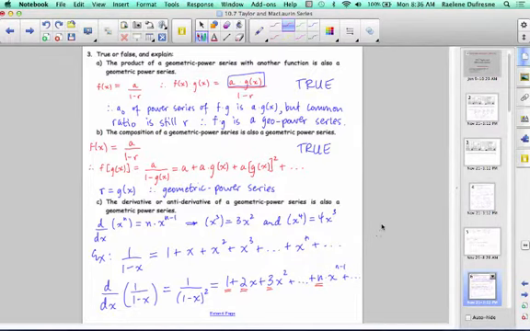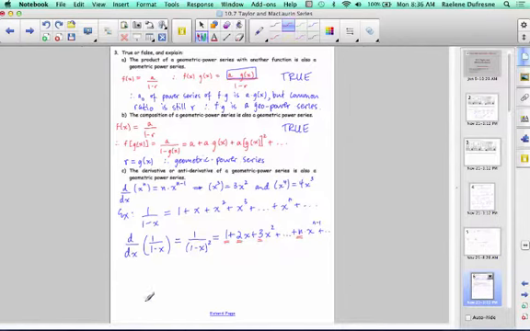a geometric power series. So because C0 does not equal C1, does not equal C2, does not equal dot dot dot Cn, therefore no common ratio, therefore not a geometric power series. And so our answer is false.